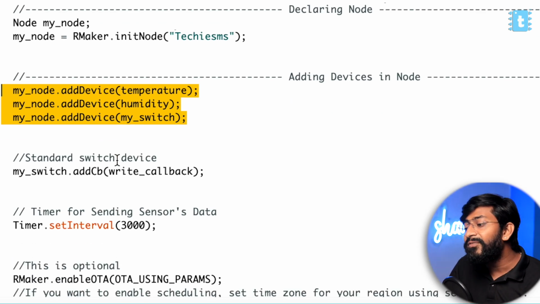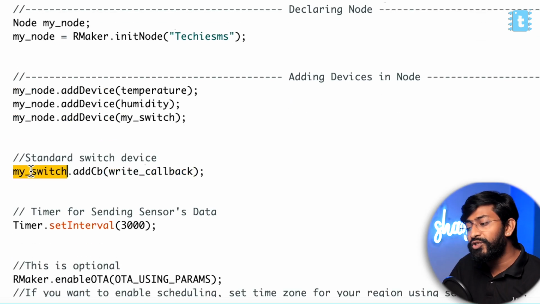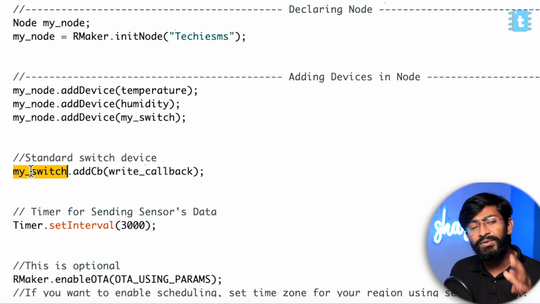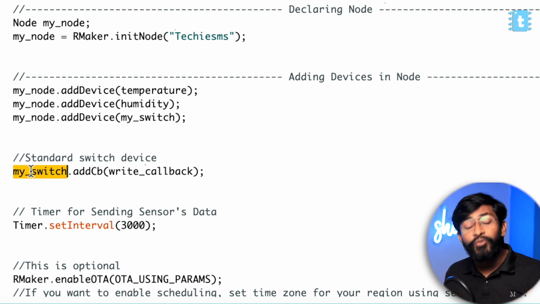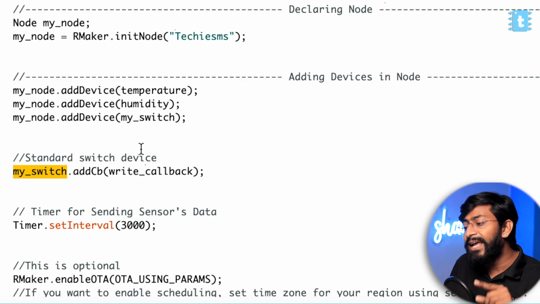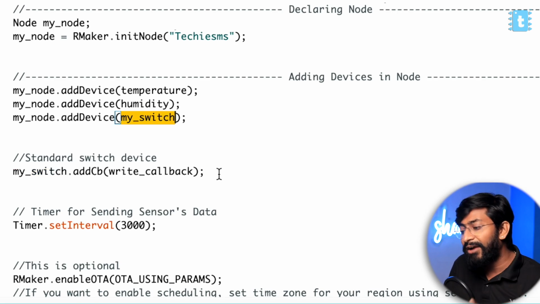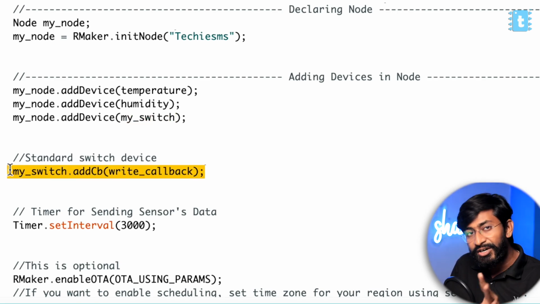Straight after that, here we are declaring the callback function for the switch only. Now the callback function is responsible for receiving the data from the mobile application. So as soon as we send any data from the mobile app, the write callback function will be called. And here, as we are using only one single relay, I have declared only one single function for callback.